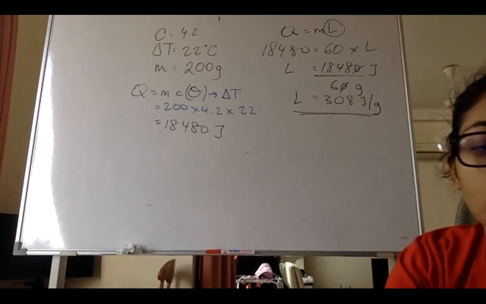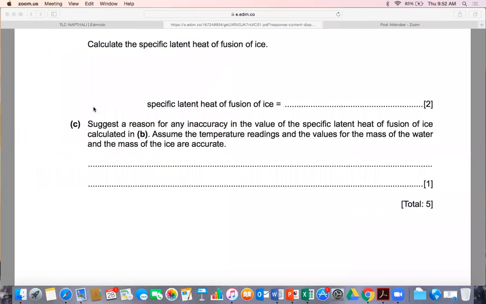Okay, so the question says, suggest a reason for inaccuracy in the value of specific latent heat equation. So you can say transfer of energy from the surrounding into the water.